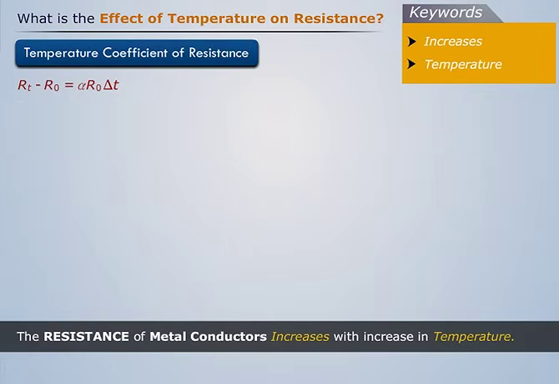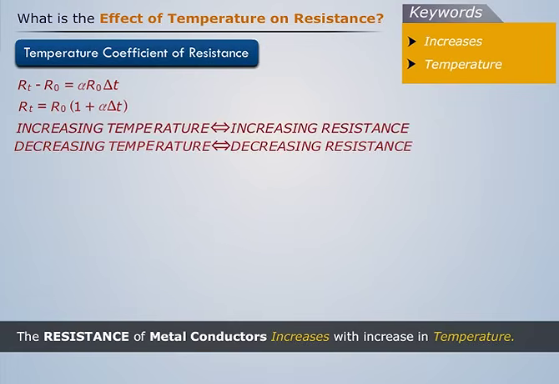Consider the previously derived equation. Rearranging the terms, we get RT equals R0 (1 plus alpha delta T). Now by slight analysis of this equation, we can infer that this equation is true for both rising and falling temperatures. Thus, increasing temperature means increasing resistance, while decreasing temperature means decreasing resistance.